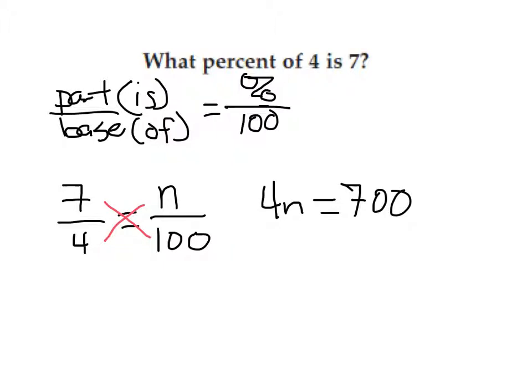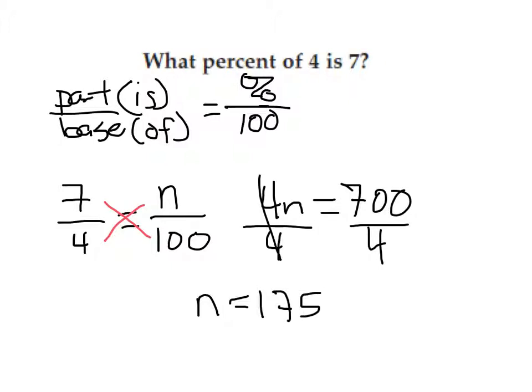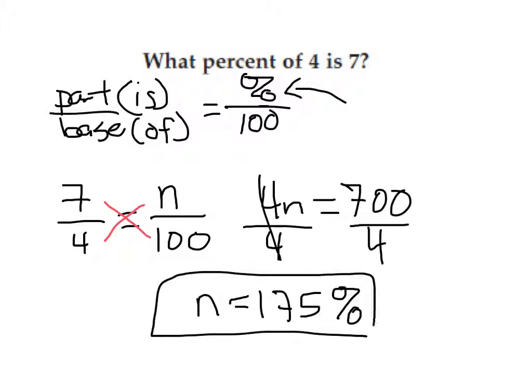I'm going to go ahead and divide both sides by 4 to isolate the n, and whatever I do on one side I do to the other. I now have n is equal to, take out my calculator, 700 divided by 4, 175. Let's go back and check the question. It says what percent, so we're looking for the percentage, so I'll add the percent sign, and so n is equal to 175%.